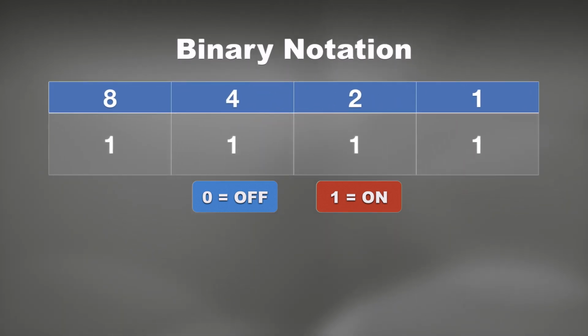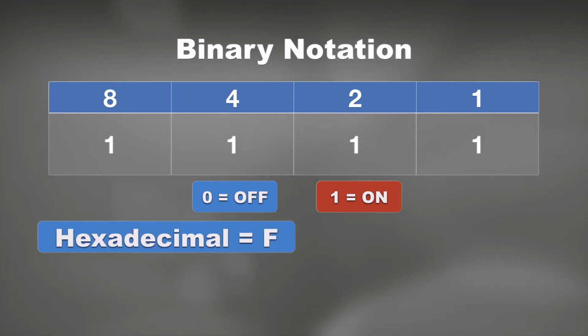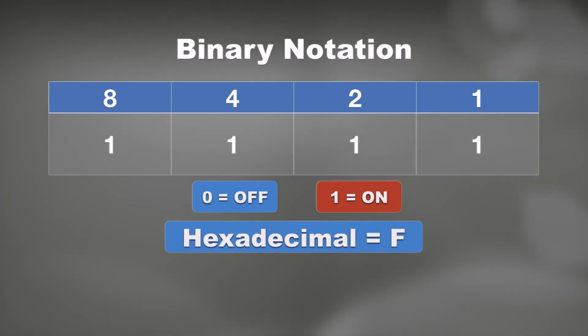In this final example, all the bits are on. So I would add 1 plus 2 plus 4 plus 8, which would give me a total of 15. But remember, in hexadecimal, the 15th digit is represented by F.